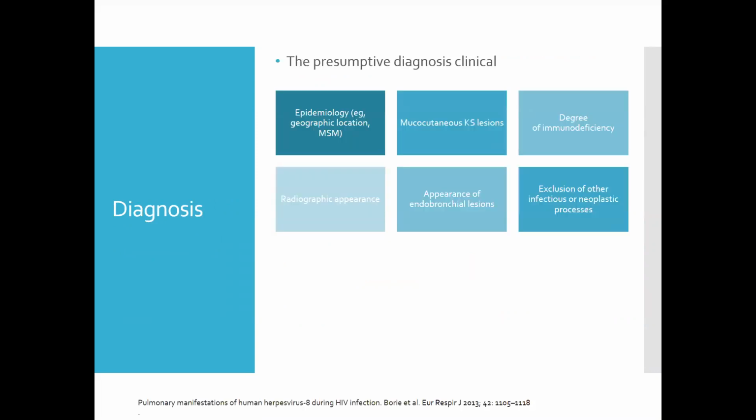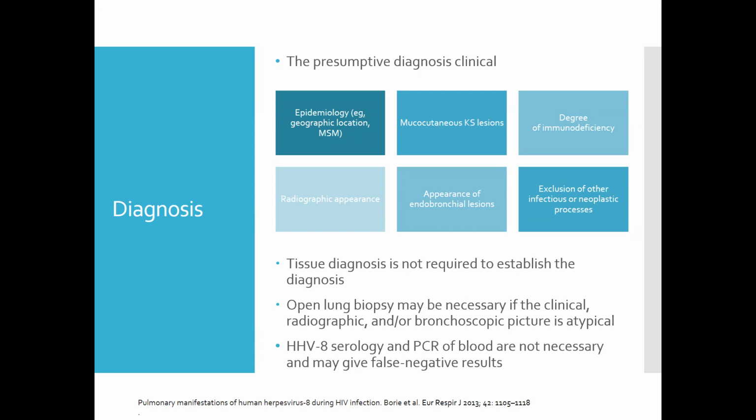So overall, the presumptive diagnosis for Kaposi's is clinical when we have a typical epidemiology of geographical location, MSM, in addition to your mucocutaneous lesions, immunodeficiency, CD4 counts, radiological appearance, and after exclusion of everything else, we make the diagnosis. Tissue diagnosis is not always required, but if the information is insufficient to make a diagnosis, then an open lung biopsy is important. HHV serology and PCR in blood is not necessary, and it does not give us much information.